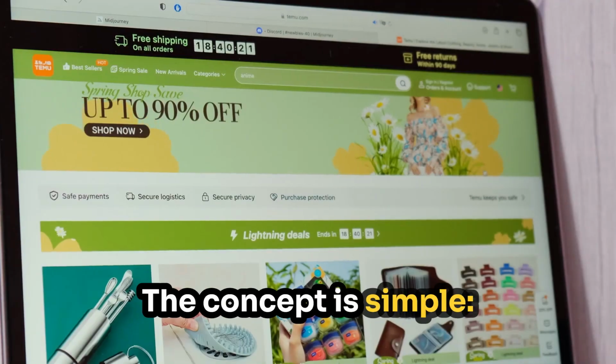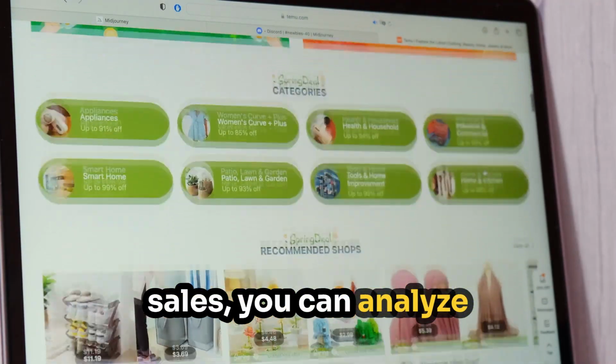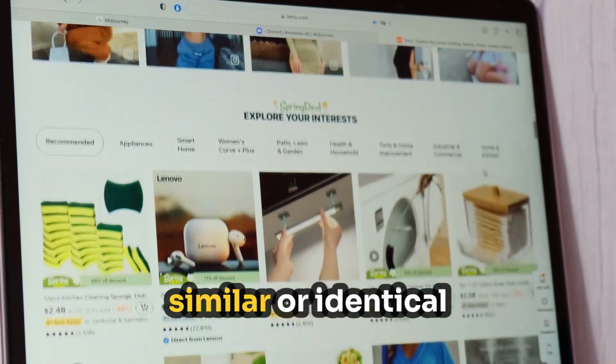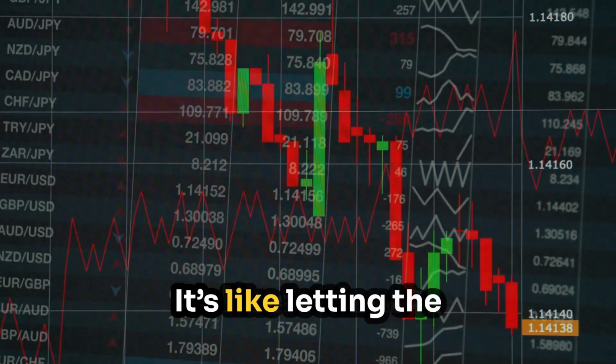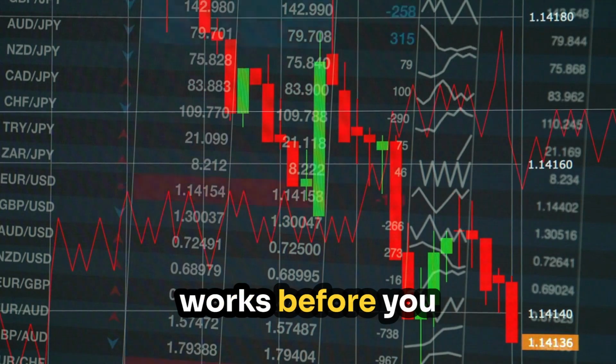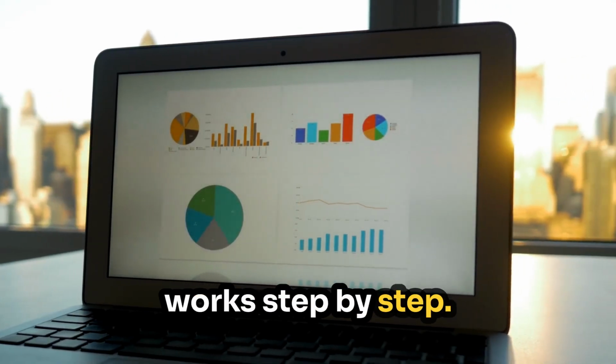The concept is simple. If another seller is consistently making sales, you can analyze their listings to discover similar or identical products that meet your profit goals. It's like letting the market show you what works before you invest time and capital. Here's how it works, step by step.